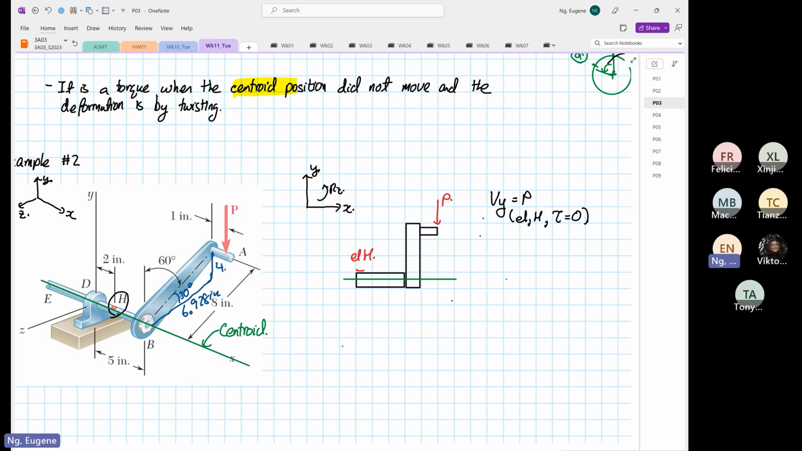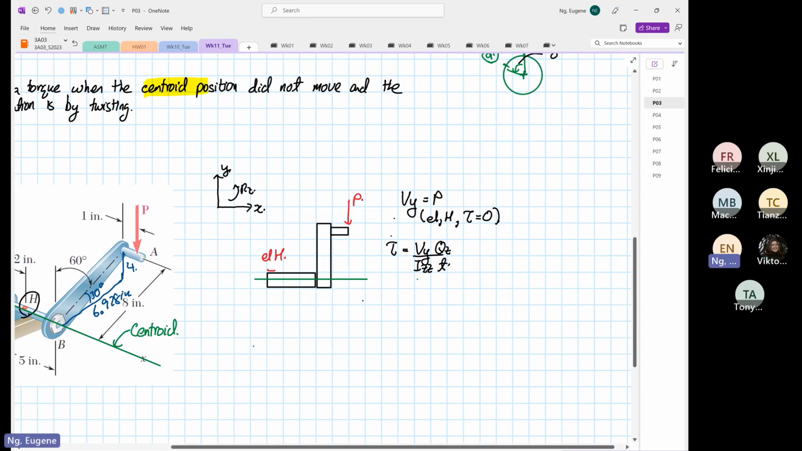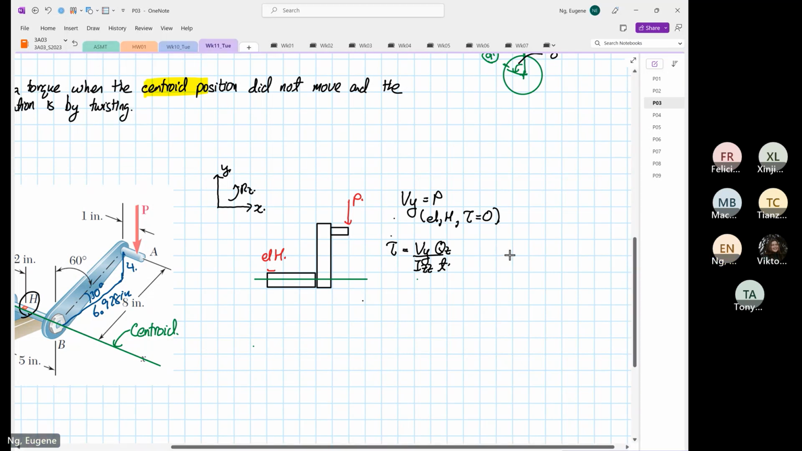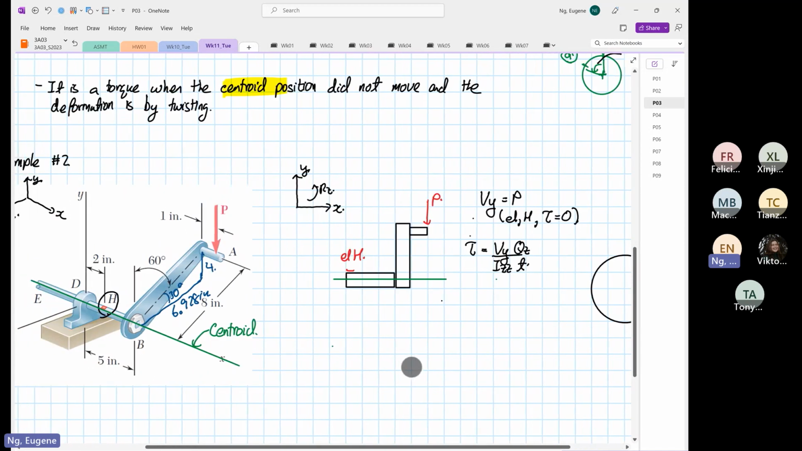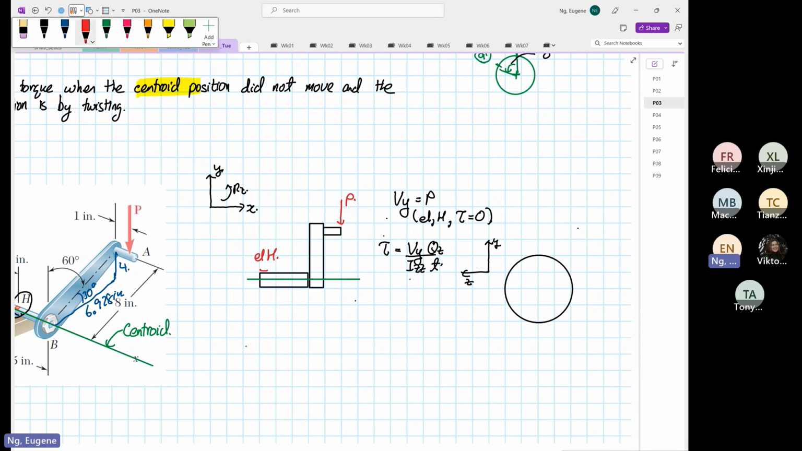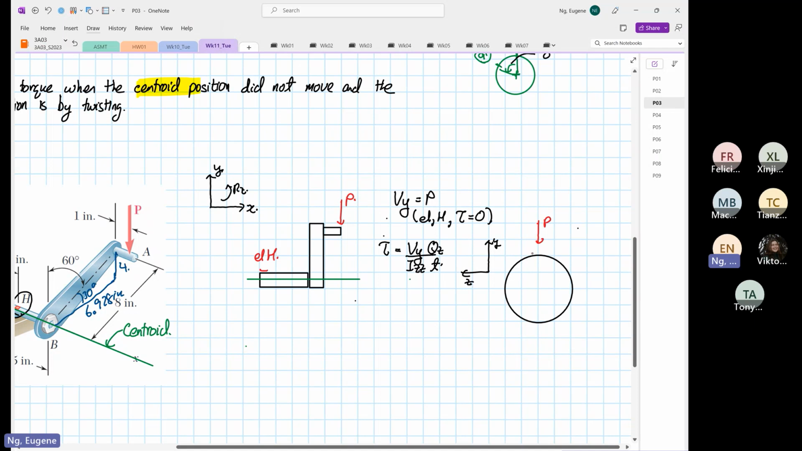So if we look at the formula, the shear stress is equal to Vy over Izz, Qz divided by T. And if I'm going to draw the cross-section view of the element where element H is located, what we are looking at is now this is our Y and this is our Z. We know there's a load P coming down here. And over here, this is our element H.